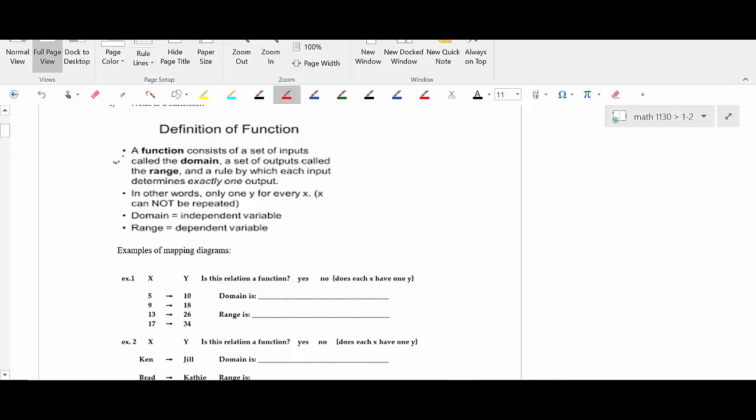So this is kind of the definition I decided to use. It just says a function consists of a set of inputs that are called the domain, and the set of outputs are called the range. Okay, and the rule is this. This is what's important. It means that every input will always give you one output. So one way you can think of this in terms of x and y is every x is going to give exactly one y. That's what a function is, okay?